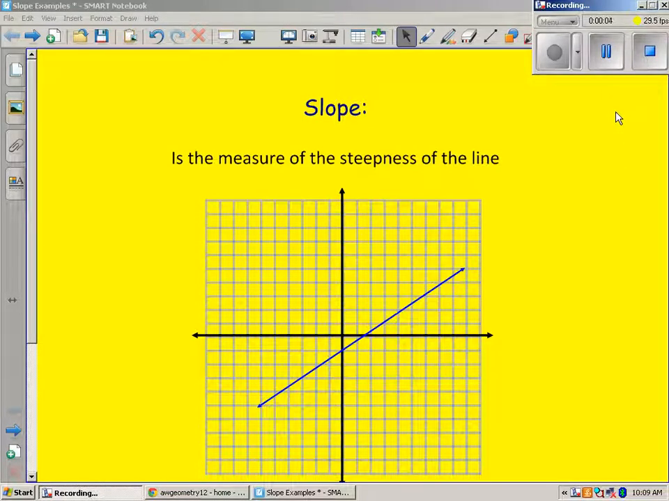In this video I'm going to explain two different ways to find slope that we will practice further in class. The first way, first of all, let's define slope. Slope is the measure of the steepness of a line. And so basically we could look at this line and we could figure out slope from it, and that's one of the ways we're going to do this.